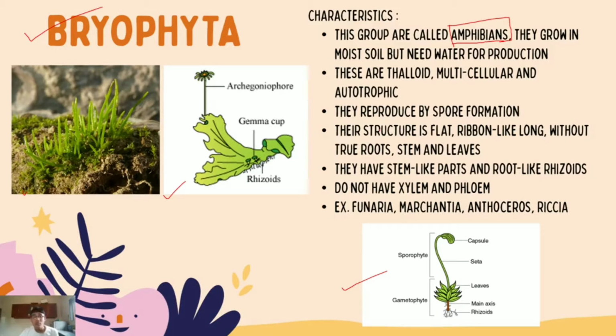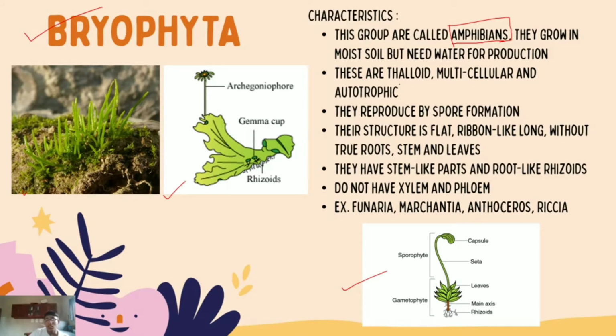Okay, so one by one we will see the characteristics of this particular division, Bryophyta. This group are called amphibians. Amphibians means these are the species which require water as well as soil to grow or to reproduce. They grow in moist soil but need water for reproduction.